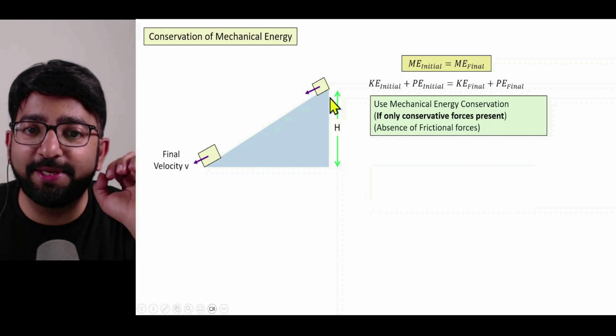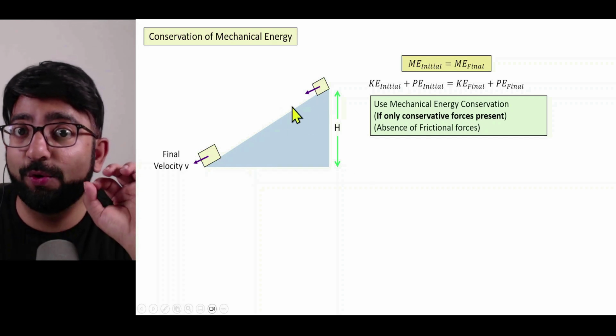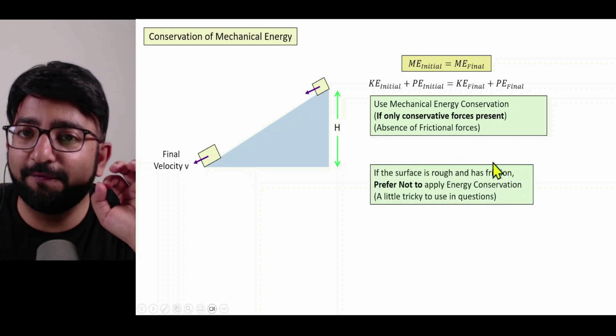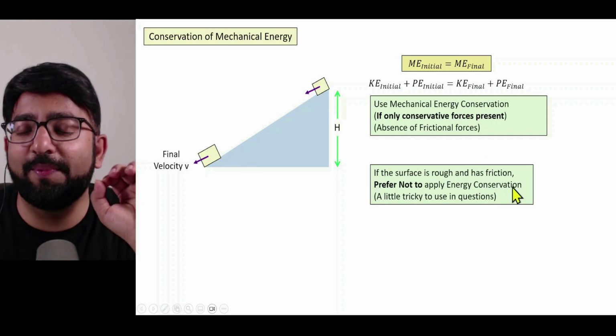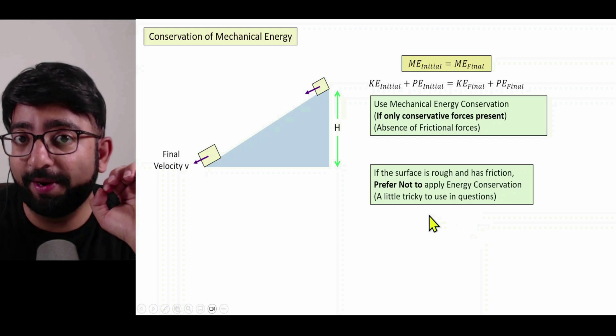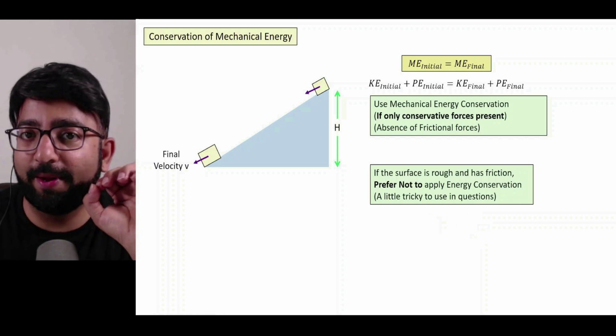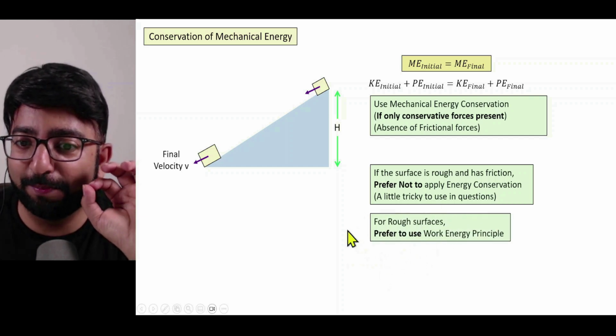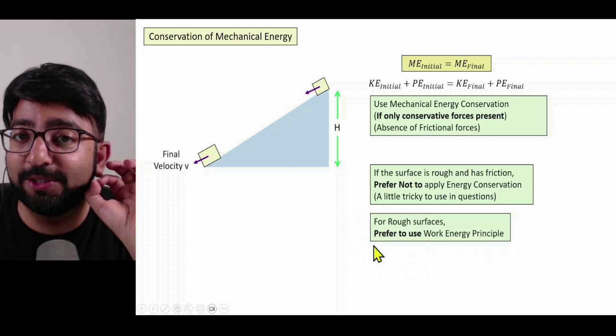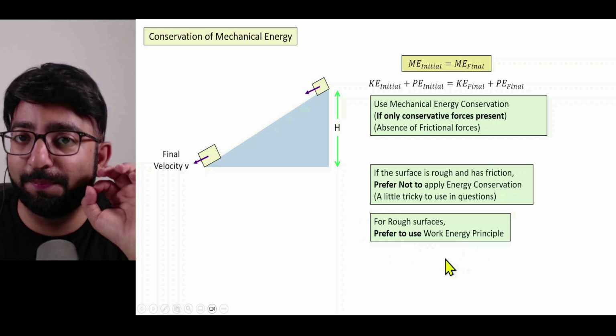Now imagine if this inclined plane surface is rough, so it has friction. If the surface is rough and has friction, it is better not to apply the energy conservation. As I explained earlier, it is a little tricky to apply it. The easier way out is to use the work energy principle. So for rough surfaces, it is better to use the work energy principle.